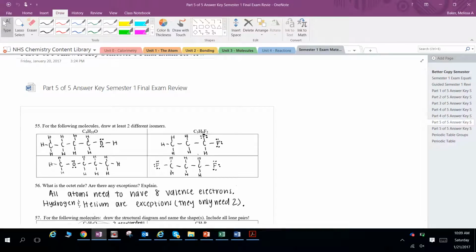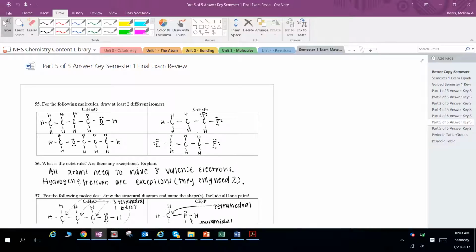All right, you're in the home stretch, part 5 of 5 of the semester 1 final exam review. For number 55, it says draw some isomers, 2 isomers for each of these. So for the first one, C4H10O, I'm going to put my 4 carbons in a row and put an O on the end. And so everything works out.